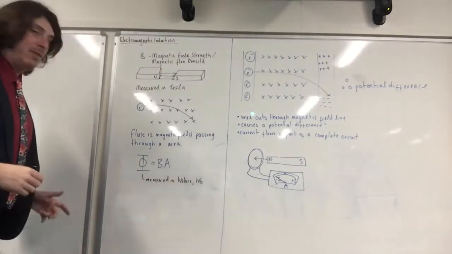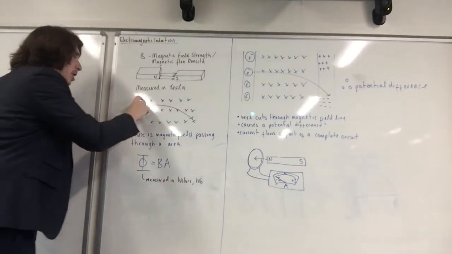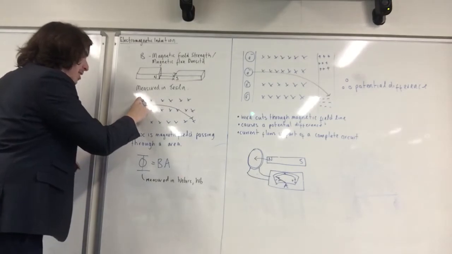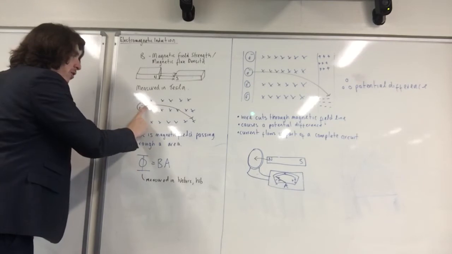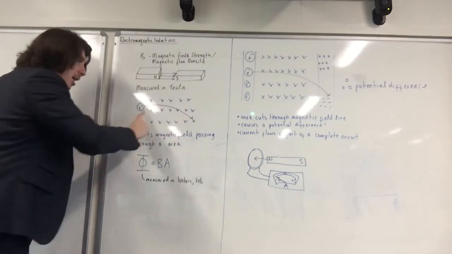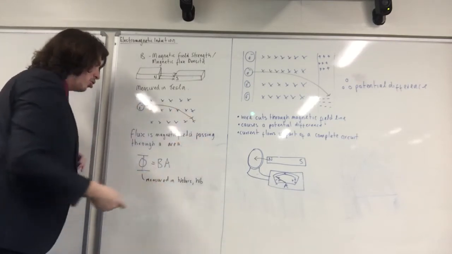Using Fleming's left-hand rule, if we were to fire an electron into a magnetic field that is going into the board, the electron would follow that path, and it would go around in a circular motion.